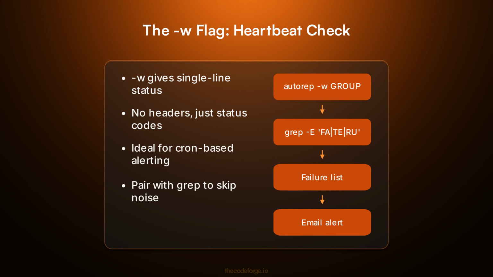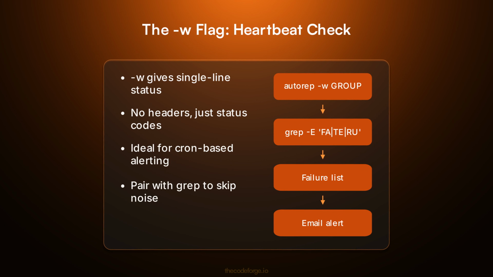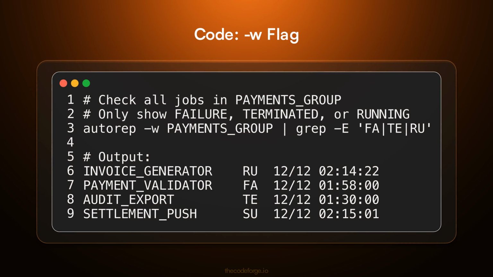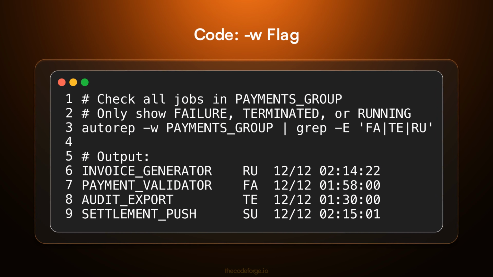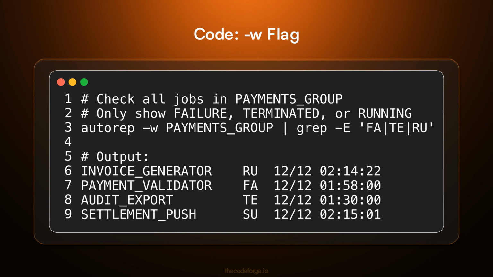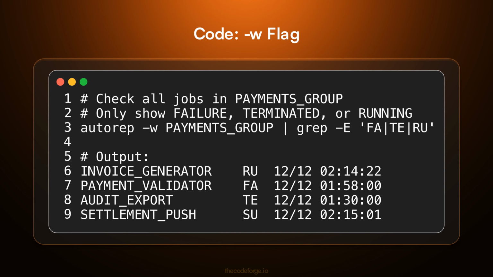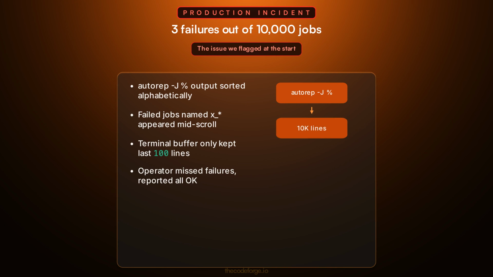You've got 200 jobs, 3 are on hold, 2 are running late, 1 failed at midnight. Autorep W gives you a single line per job with status alone. No headers, no frame, just the state machine. Filter it with grep and you see failures, terminations, and successes in one glance. The real win? You can put this in a cron job. Every 5 minutes, run autorep W -J group prod, mail -s "AutoSys pulse" ops team at corp.com. That's your zero config alerting. No Splunk, no PagerDuty, just text. Downside, W doesn't show exit codes, but for a heartbeat check, it's the fastest way to know if your pipeline is hemorrhaging.